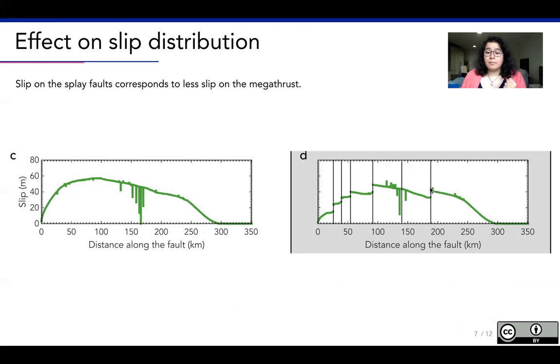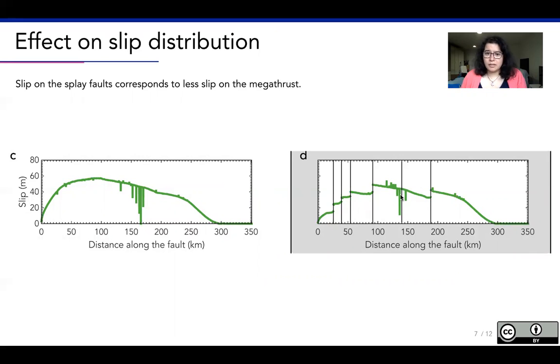And we see that if there is a splay fault indicated here by the vertical line, we have a discontinuity in slip. Some of the slip is accommodated by splay faults. The only time we do not see that is with splay fault 5, and that is because that splay fault is not activated by the main rupture, but instead by the reflections from the surface. So we do observe slip on that fault, but it doesn't take away slip from the megathrust. So we now know that all 6 splay faults can actually rupture within one event.